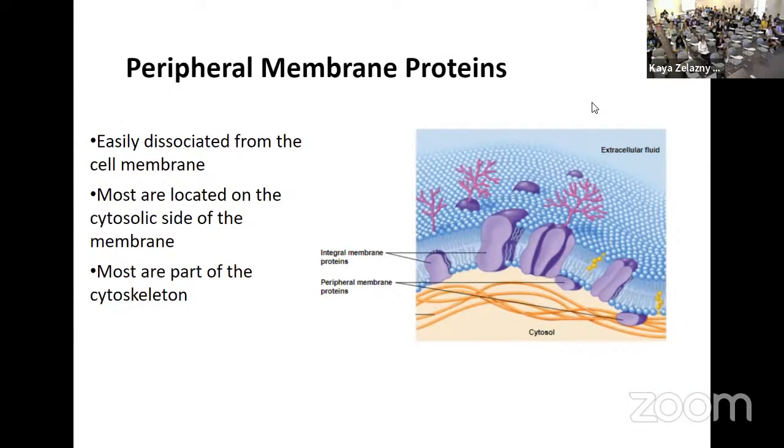Peripheral membrane proteins are the ones that are just kind of sitting on one side. They can pop up pretty easily because they're not embedded in the membrane, they're just sitting on top of it. Most of them happen to be touching the cytosol, so the intracellular fluid, rather than the extracellular fluid. And most of them are anchor points for parts of the cytoskeleton, which we won't talk about in detail in this course.